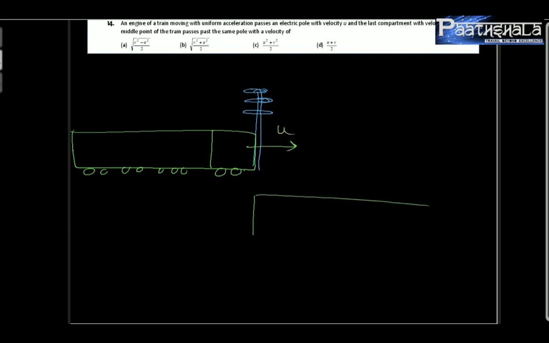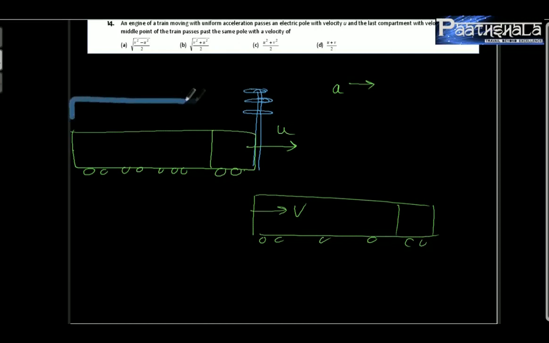When the last compartment of the train passes with velocity v, the middle point of the train passes with what velocity? This train is supposed to be accelerating with some acceleration a in the forward direction. Let the length of the train be L. Basically, when the last part passes, the train has covered a distance of L.